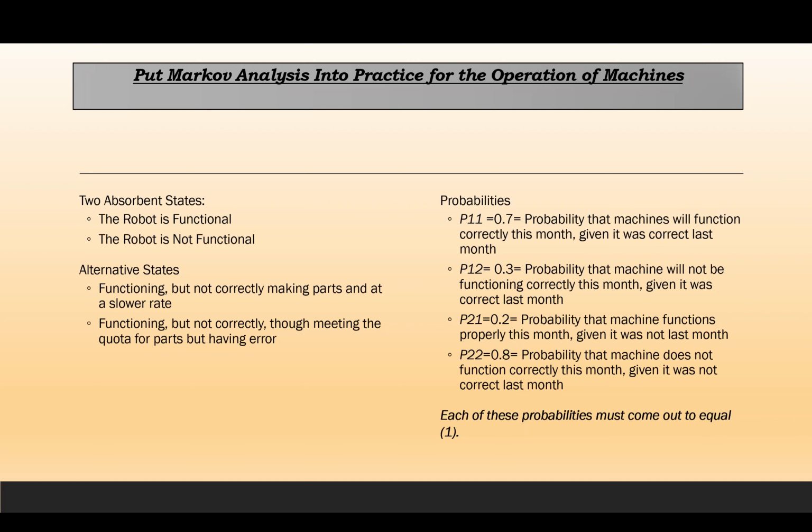So we got some probabilities here, similar to what Dustin talked about earlier. We've got a 70% probability that the machines will function correctly this month, given that it was functioning correctly last month. And then we've got only a 30% probability that the machine will not be functioning correctly this month, given it was functioning correctly last month. And on the other end of the spectrum, we've got a 20% probability that the machine functions properly this month, given that it was not functioning properly last month. And then we've got an 80% probability that the machine does not function correctly this month, given that it was not functioning correctly last month.